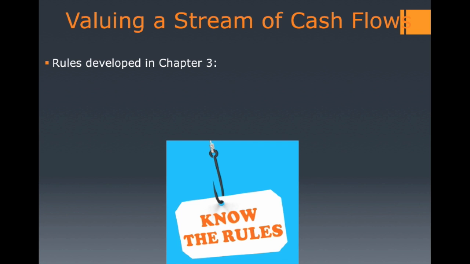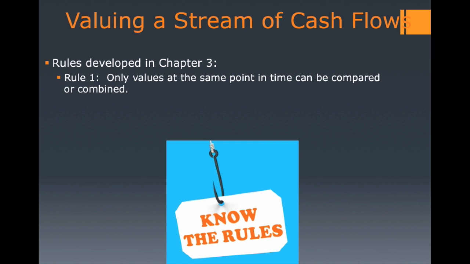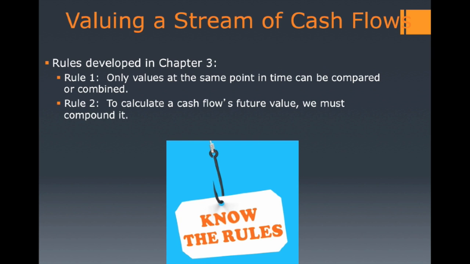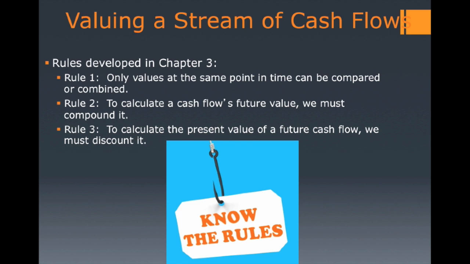So let's look at valuing a stream of cash flows. These were the rules developed in Chapter 3, just to remind you. Rule 1, only values at the same point in time can be compared or combined. You can't look at the present value of one and the future value of another investment and compare them. You must look at both the present value or both the future value. Rule 2, to calculate the future value, we are compounding the cash flows. Rule 3, to calculate the present value of a future cash flow, we must discount those cash flows. We're going to continue to use these rules in this chapter as well as throughout the course. With time, these will become second nature to you.